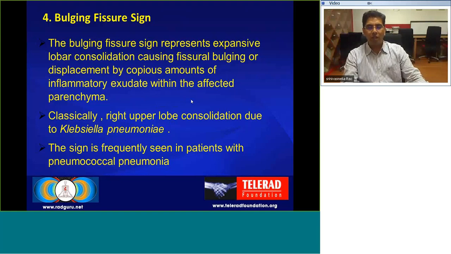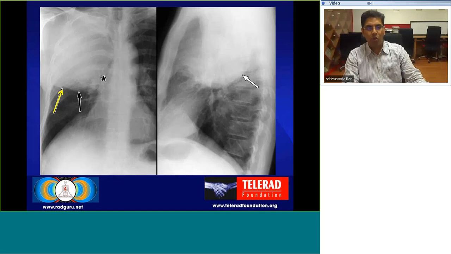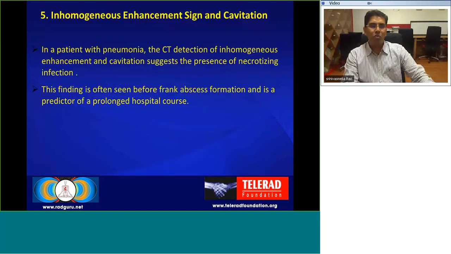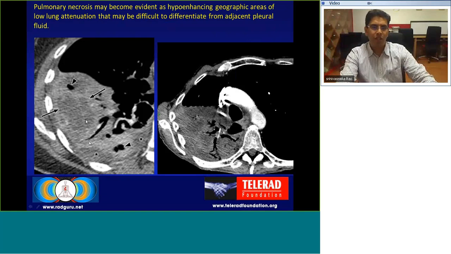It is being seen with many pneumonias, especially the pneumococcal pneumonias, not just Klebsiella pneumoniae. And the next one, inhomogeneous enhancement and cavitation, an important sign. In patients with pneumonia, if you see this on CT, I'll show you an example of how it looks. This is how it looks.